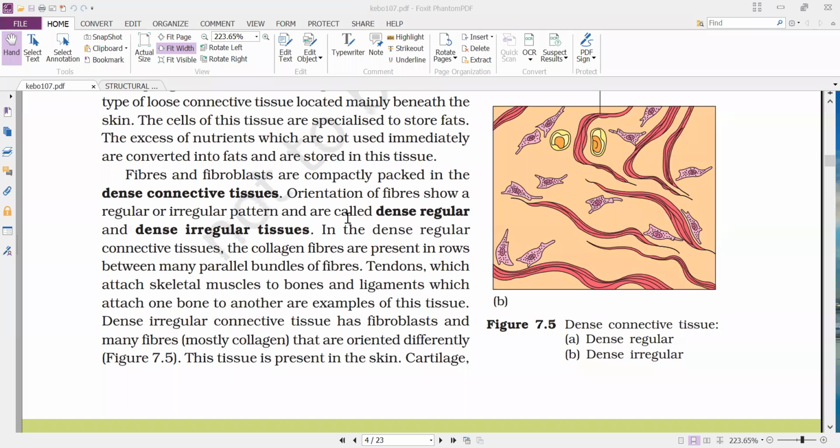Not only underneath the skin, it is present at different places where we find certain gaps or cavities. Wherever cavities are present in our body, in those cavities we find this adipose tissue, that is around the kidneys, around the liver, around the stomach. Like that, we find it in different parts of the body. Next, coming to other types of connective tissues.